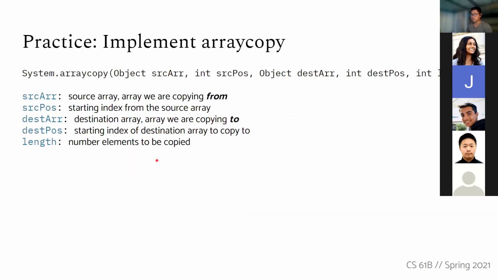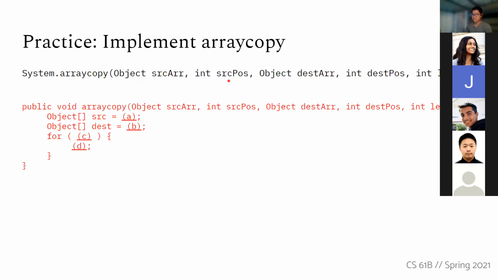So for practice, I'm going to have you guys write your own implementation of array copy. A few notes: notice how source array is an object and not an object array. And that should be the only note. Again, we'll have a skeleton for you right here. Why don't you guys take another minute or 2 to jot down what you think A, B, and C are, and I'm going to ask you to put it in the chat later.